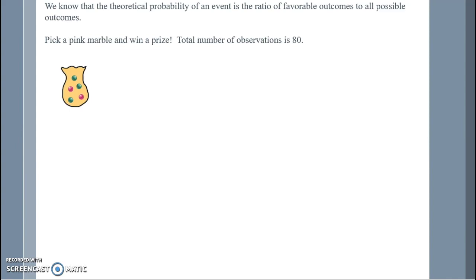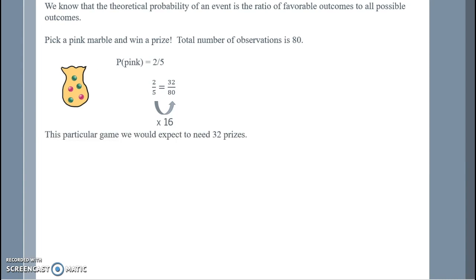Pick a pink marble and win a prize. The total number of observations is 80. The probability of getting a pink is 2 out of 5. So 2/5 equals how many out of 80? Since 80 is our observations or the number of trials. Well, since 5 times 16 is 80, 2 times 16 is 32. This particular game, we would expect to need 32 prizes.